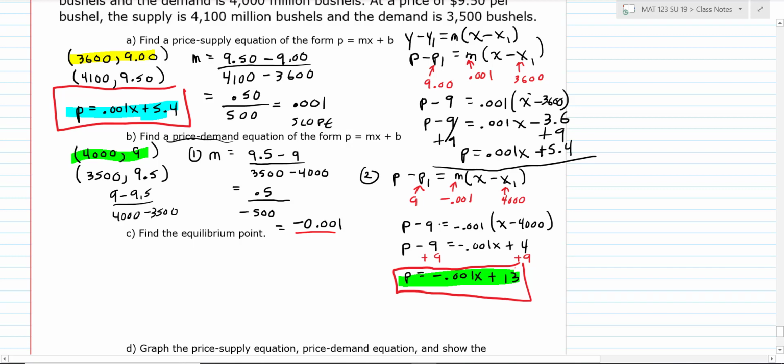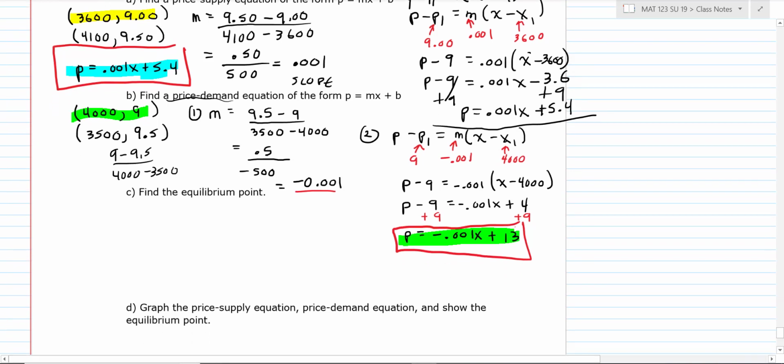All right, so the next thing I'm going to do is show you algebraically how to find the equilibrium point. Then we're going to graph this, and I'll show you how you can also find the equilibrium point graphically. So what this means is where these two lines intersect. We'll see that in just a minute on the calculator. You can think of it as where the prices end up being the same.